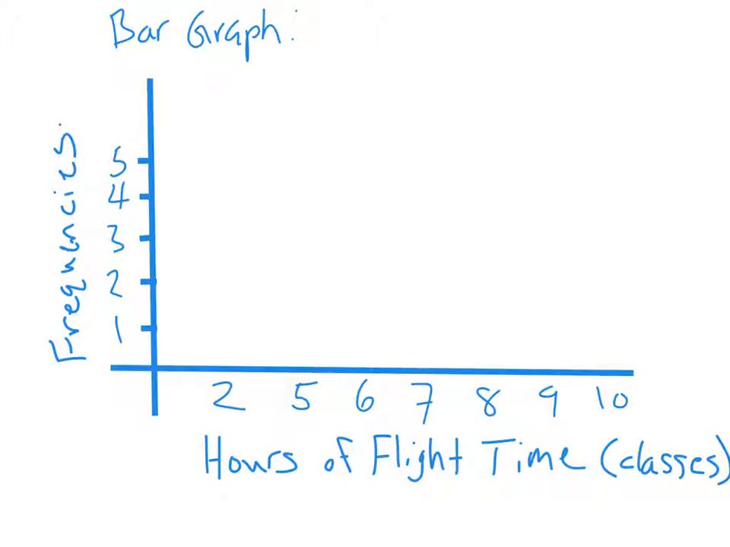So all we're going to do is make a bar over the 2, and its height is going to be the frequency, the number of 2s we had. If you look back at our frequency table, it said that we had 1. So I'm just going to make a little bar with height 1 over the 2. And then for 5 we had 3, so I'll make a bar with height 3 over the 5. Notice I'm not connecting these bars because these are basically separate pieces of data, separate classes that have their own measurements. 6, there were two 6s. 7, there were 4.